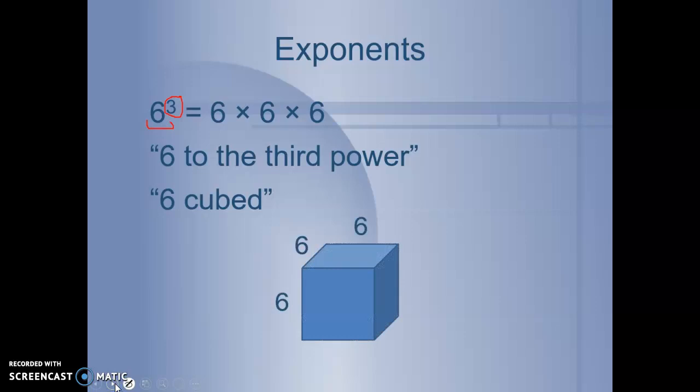The reason we call it 6 cubed is because when we're finding the area or the volume of a cube, we multiply three numbers. All three sides are the same thing in a cube, and we multiply them 3 times, just like 6 times 6 times 6.